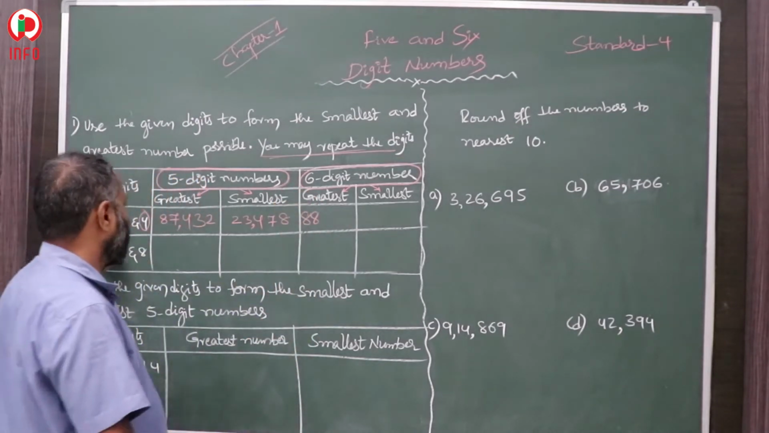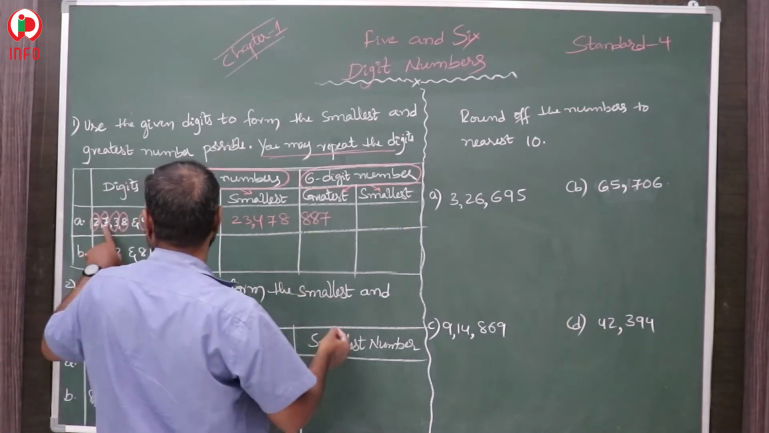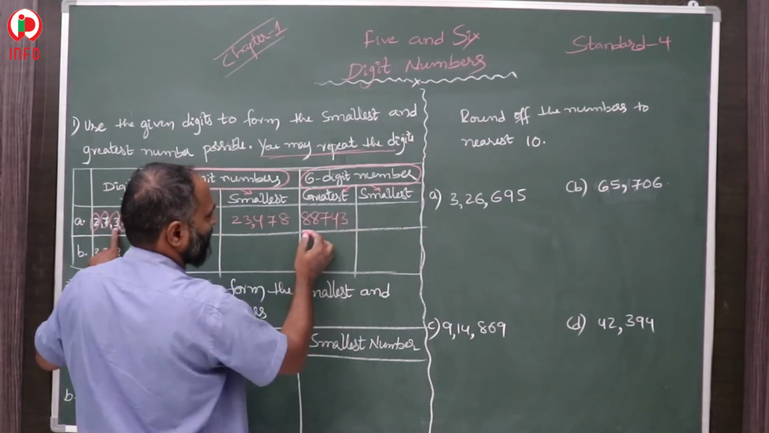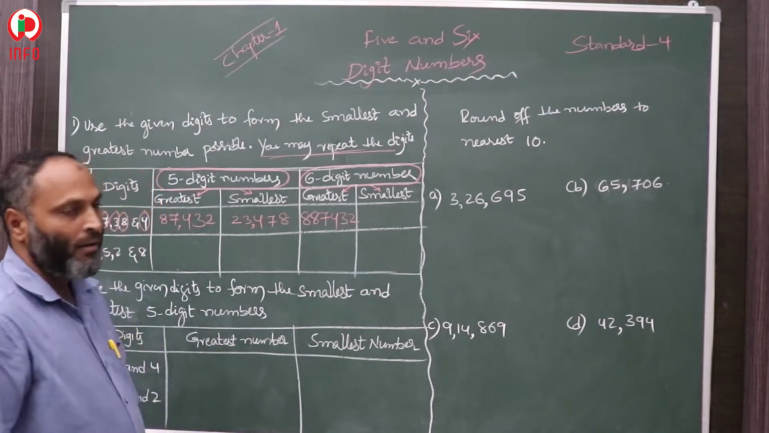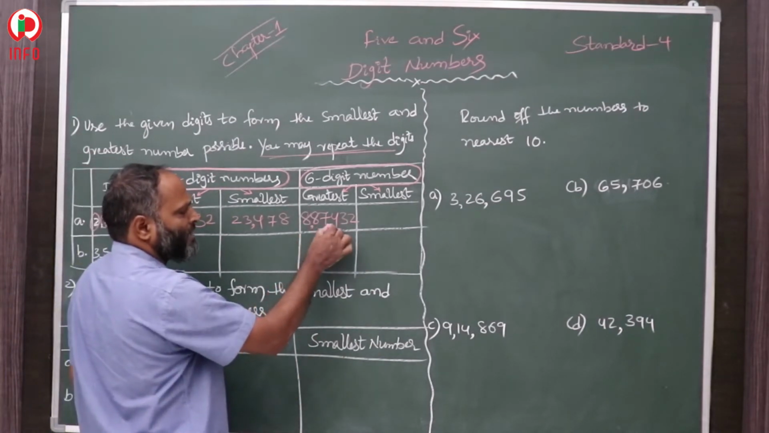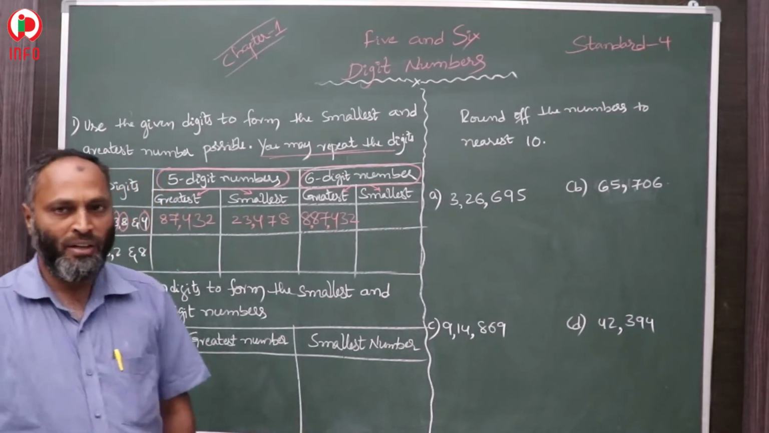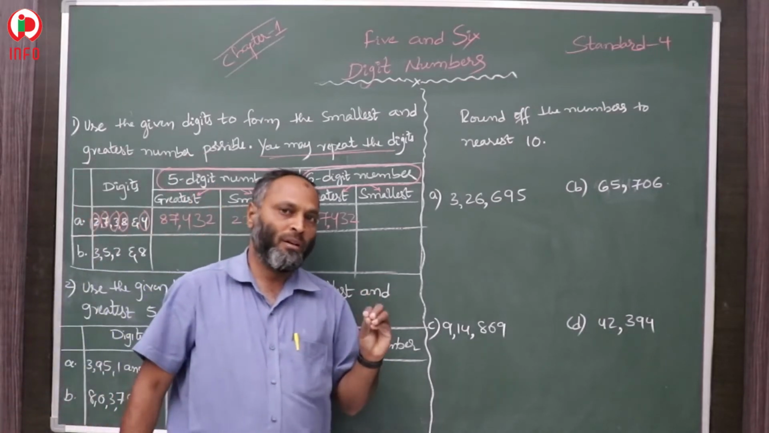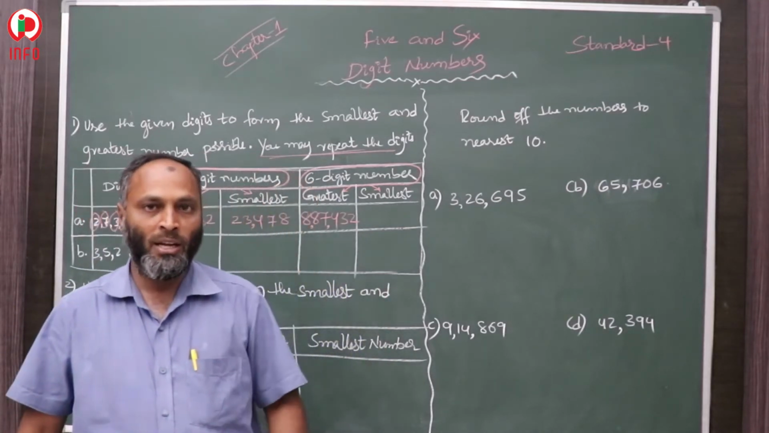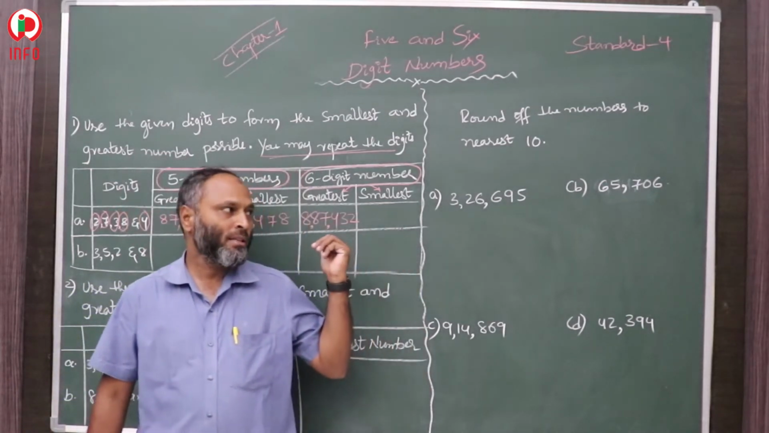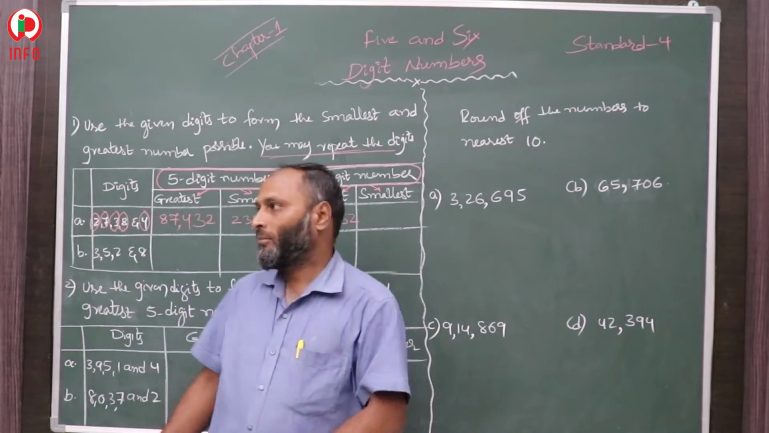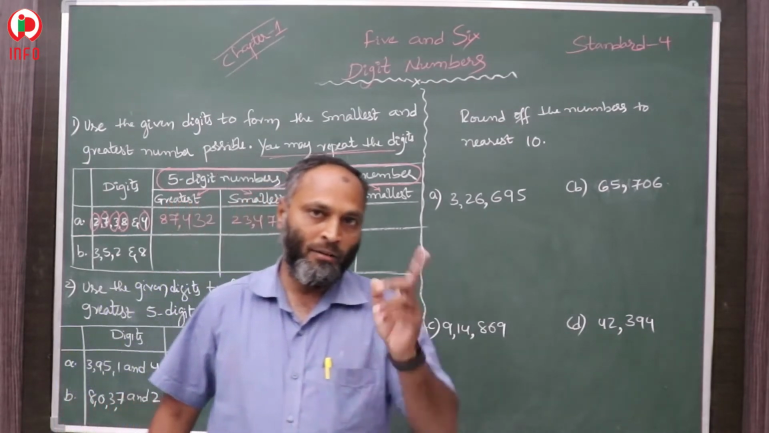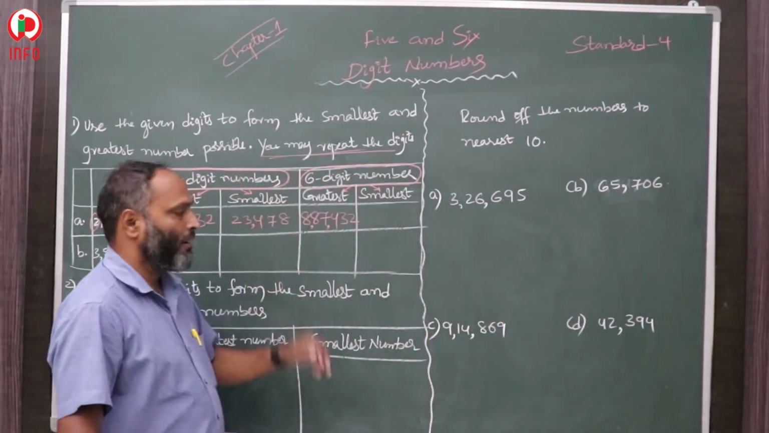Then after that smaller, 7. Then 4. Then 3. Then 2. That is 887,432. For the greatest 6-digit number, we take the greatest numeral twice. Why? Because we require a 6-digit number, but only 5 digits are given. That is why we repeated the greatest value twice to prepare the greatest number.